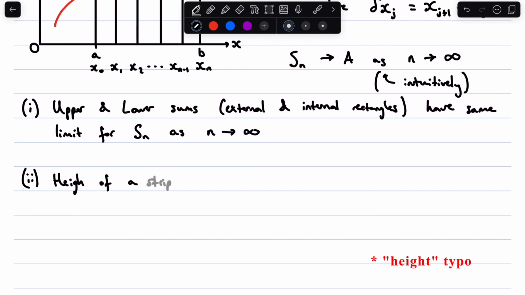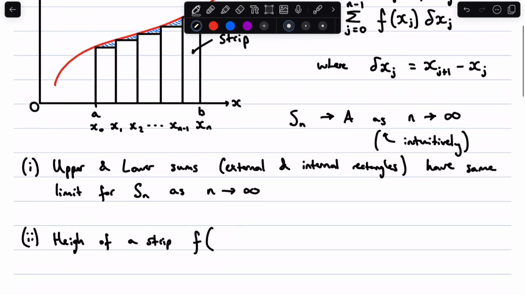So what Riemann did was he said, well, the height of a strip, which would be f of, and now we'll use a different variable instead of x to represent it, so psi j, and that's where psi j is any point between xj and xj plus 1 inclusive.